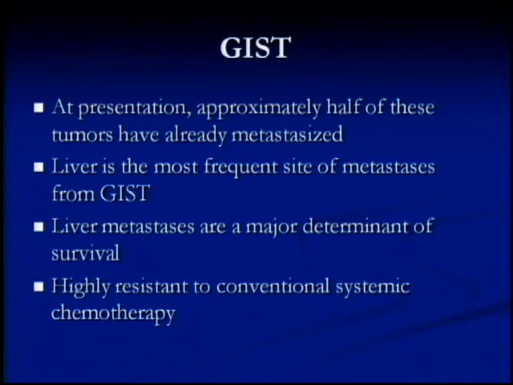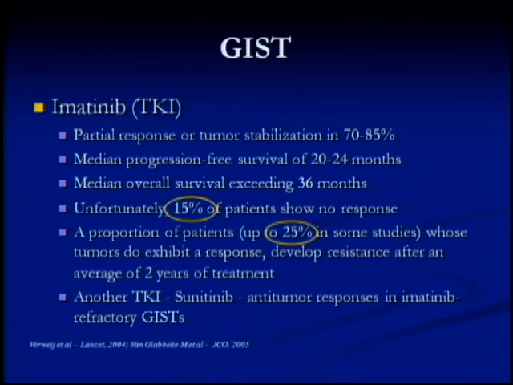As you all know, metastasis is common in gastrointestinal stromal tumors, and the liver is the most common site of metastatic disease. Before the advent of Gleevec, liver metastatic disease was extremely resistant to most of the conventional systemic chemo agents available at the time. However, Gleevec has changed all that, as Dr. Trent talked about in his earlier presentation today, and a response rate of as high as 70-85% of patients can be achieved.